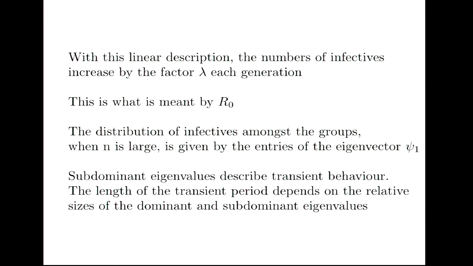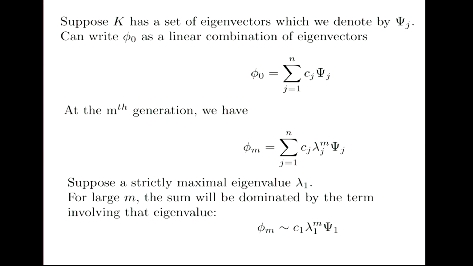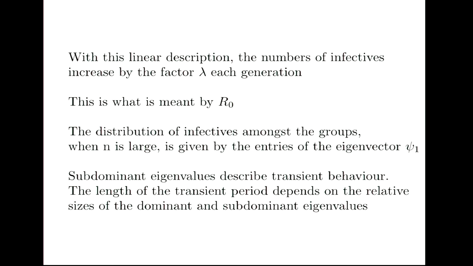Okay, so how exactly the infectives are distributed among the groups when n is large is given by the entries of the eigenvector psi 1, where we have said that psi 1 is this particular quantity that sits here. And the subdominant eigenvalue describes the transient behavior, the approach to that situation. But how long it takes to reach that asymptotic value depends upon the relative sizes of the dominant and the subdominant eigenvalues. That should be obvious to you if you think about it just a little bit.